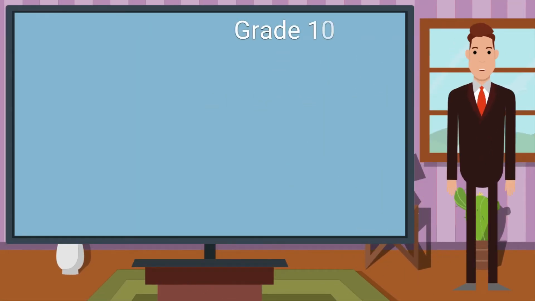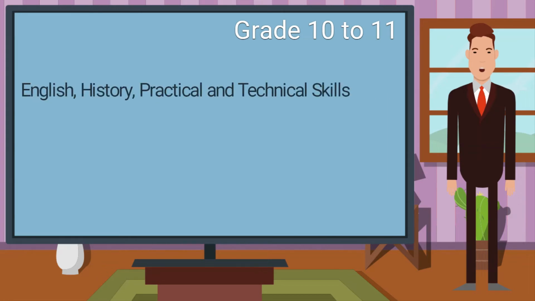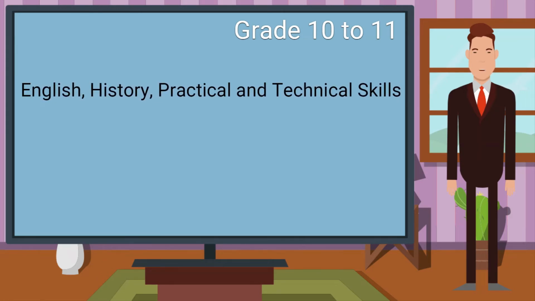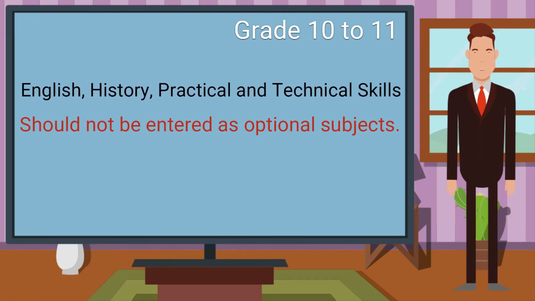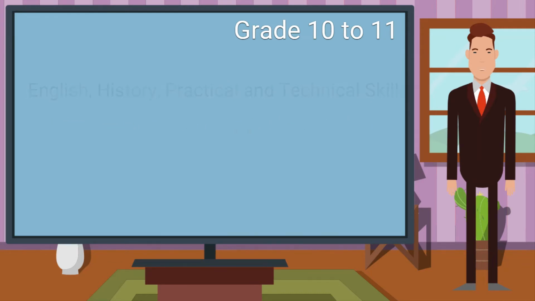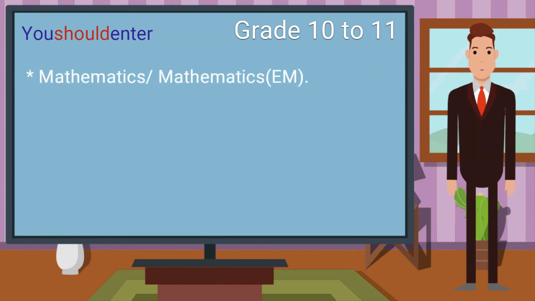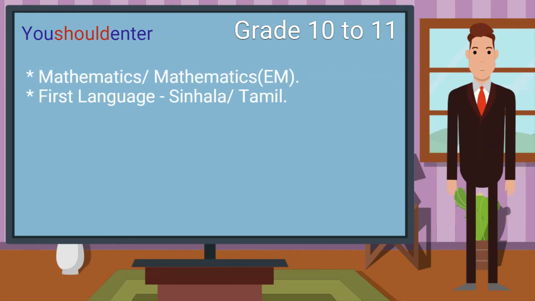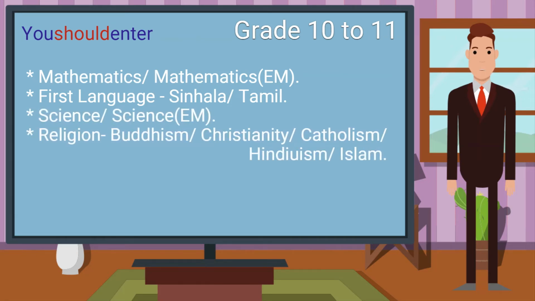When filling optional subjects in grade 10 to 11, English, history, practical and technical skills should not be entered as optional subjects. You should enter the following subjects into the template as optional subjects. Mathematics, or Mathematics EM. First language, Sinhala or Tamil. Science, or Science EM. Religion, Buddhism, or Christianity, or Catholicism, or Hinduism, or Islam. And basket subjects. There are 3 groups of basket subjects.